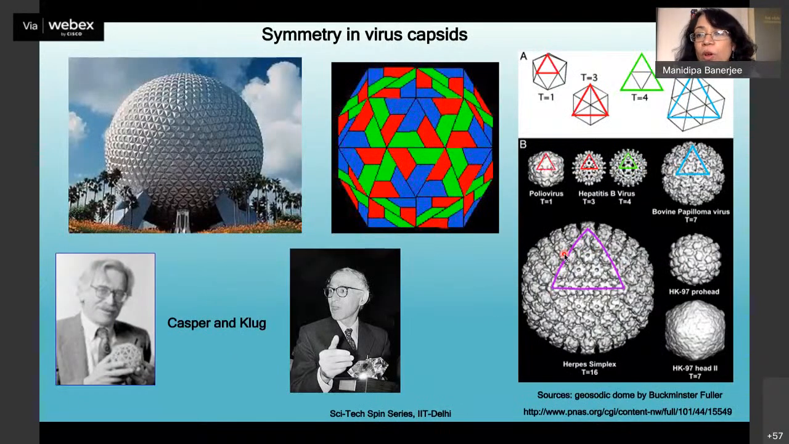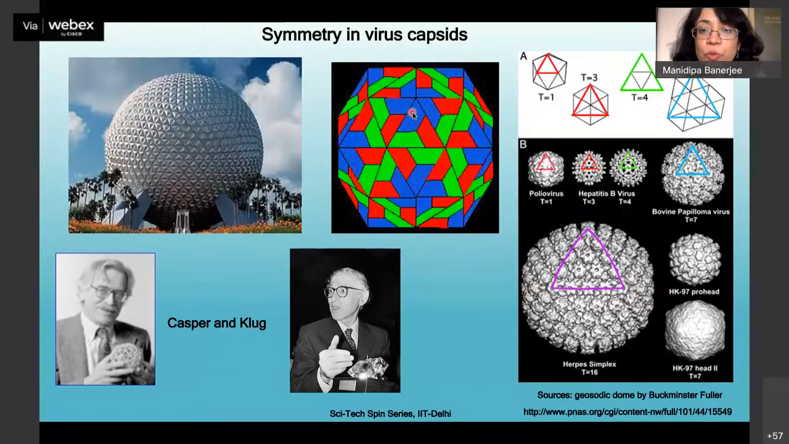Now, since we are talking about icosahedrons, one of the very, very interesting facets of many icosahedral viruses is the mathematical principle with which their structures are organized, right? If you look at this schematic of a virus, you can see that right here there is some symmetry. So this is what is called the five-fold rotational symmetry axis.